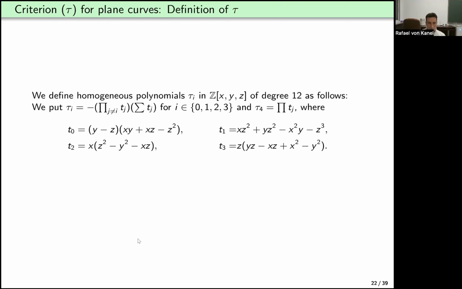Here I also give the definition of tau. For what follows, it doesn't matter precisely what the polynomials are. They are not simple, but also not too complicated, and they define such a morphism from P^2 to P^4.